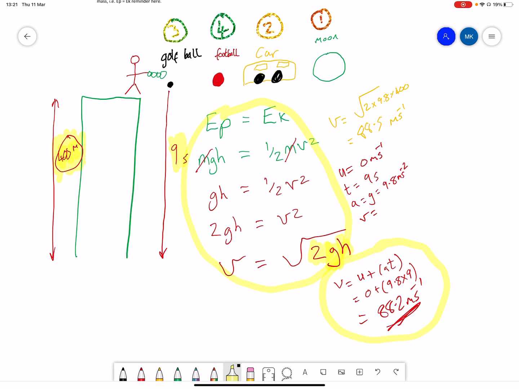Right, that pretty much covers the projectile lesson. Now you need to go on to the tutorial questions, and after that you need to go on to the past paper questions. There'll be a live lesson Tuesday and Thursday as usual next week for my class, and you will also be in school. Good luck.